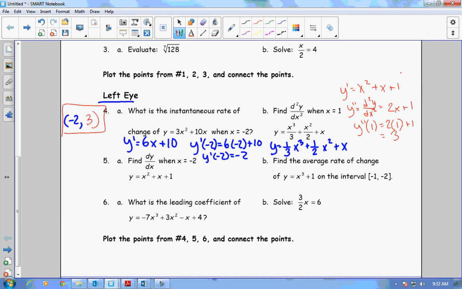Number 5, let's do number 5, because part B doesn't say instantaneous rate of change, it says average rate of change, and you have to know the difference. Instantaneous means takes the derivative. Average rate of change has 2 points. Okay, so part A, find dy dx when x equals negative 2. It says find dy dx, you should be thinking take the derivative. When it wants it at a certain x, then you evaluate at that x equals negative 2.